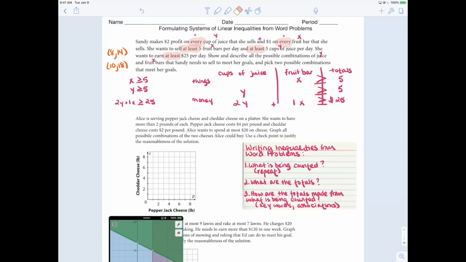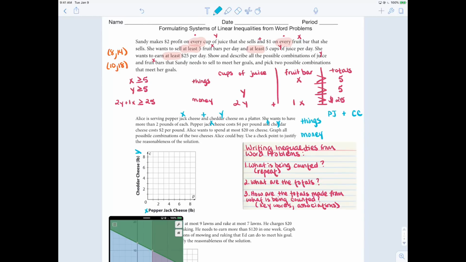So we can see here that if we note what's being counted, what repeats, we've got pepper jack cheese and cheddar cheese. And that's what's noted on the graph: pepper jack cheese and cheddar cheese. So I see that we're counting things and we're counting money, right? And of pepper jack cheese and cheddar cheese put together. There's always an "and" with it. It always means plus.